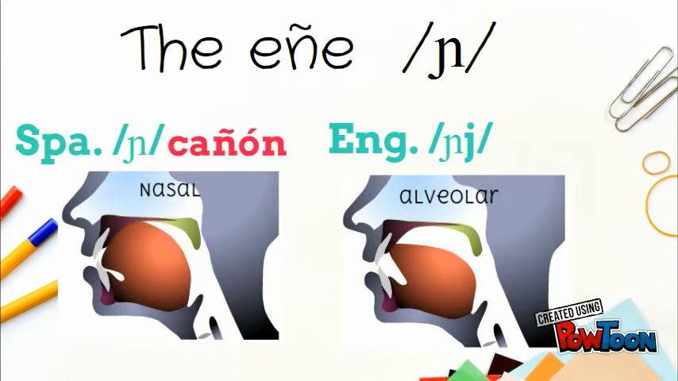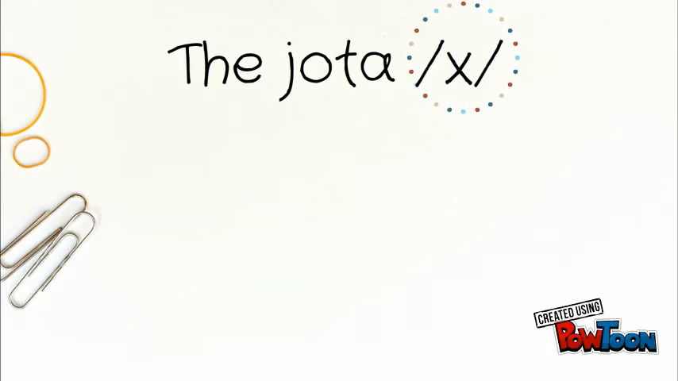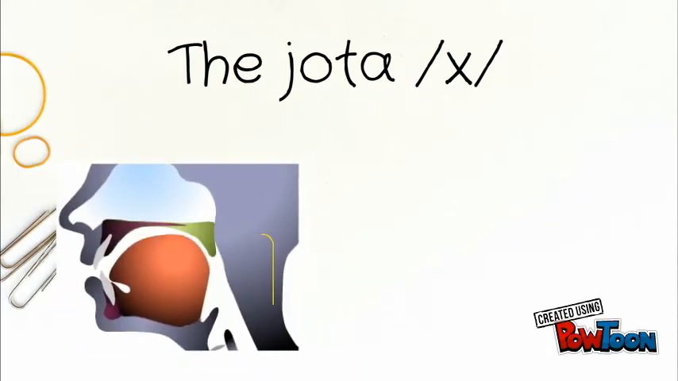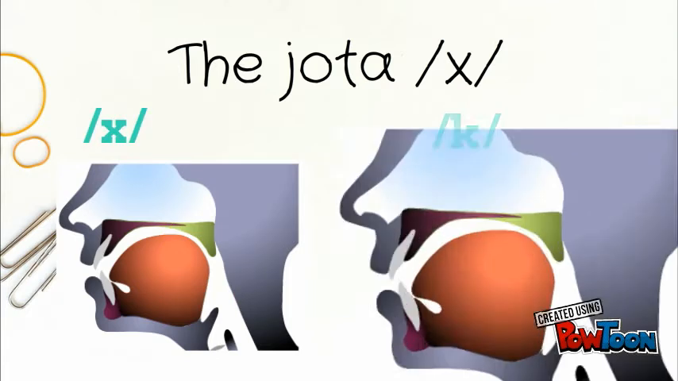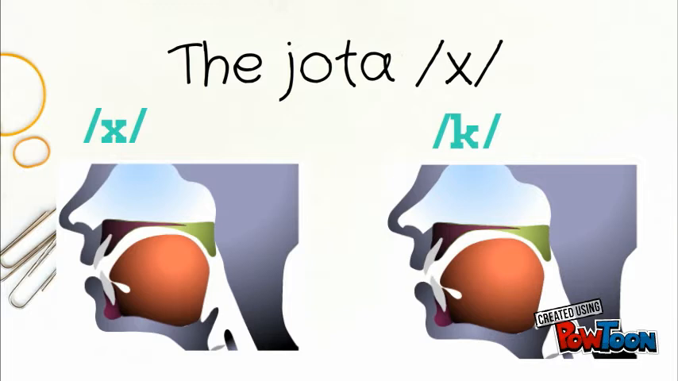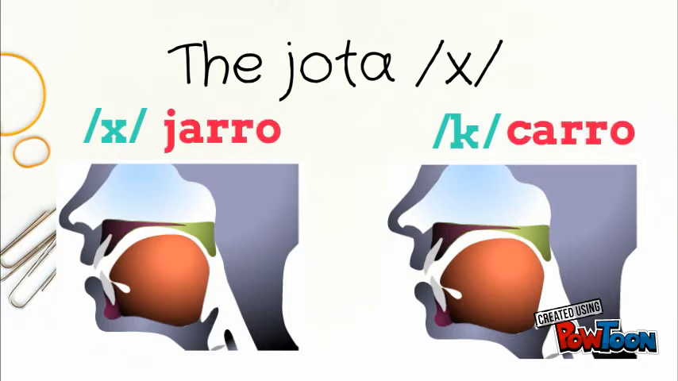Cañón, canyon. J. The back of the tongue comes close to the velum to constrict the airstream and cause turbulence. It is the fricative counterpart of the stop k of English. For example, jarro and carro.